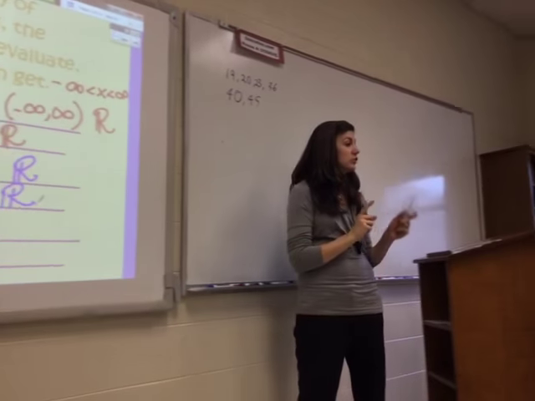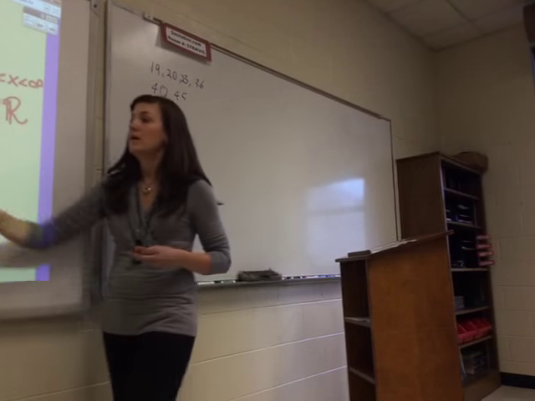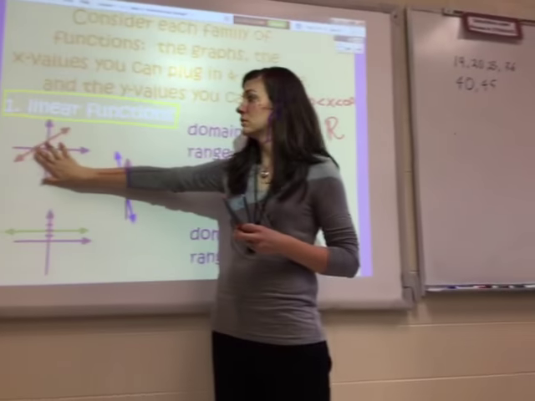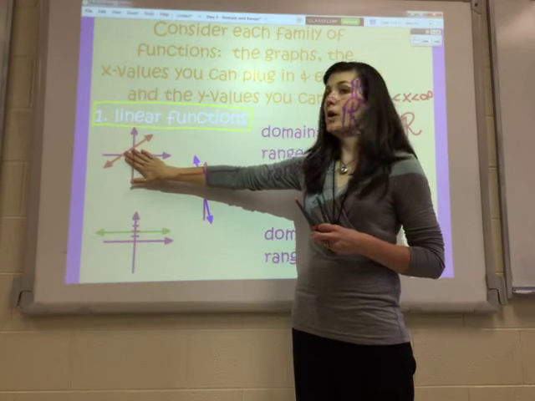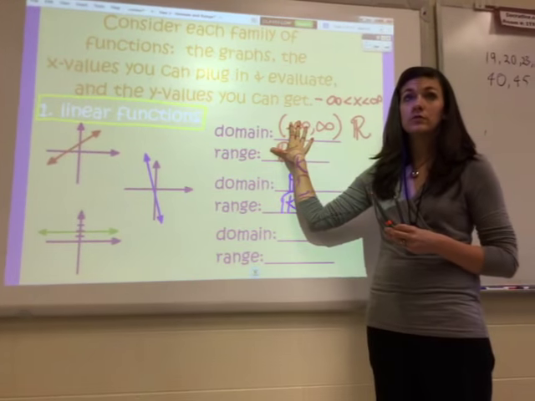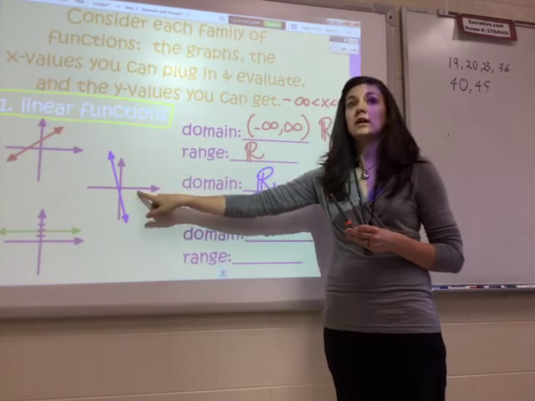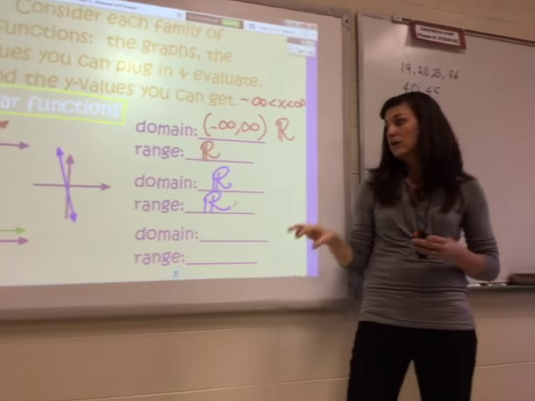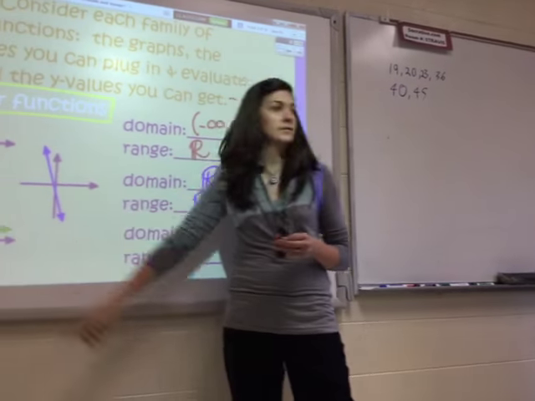So that's what should be in your notes for these guys, okay? Linear function. Positive slope is all real numbers for domain and range. Negative slope is all real numbers, domain and range. Let's talk about this guy.